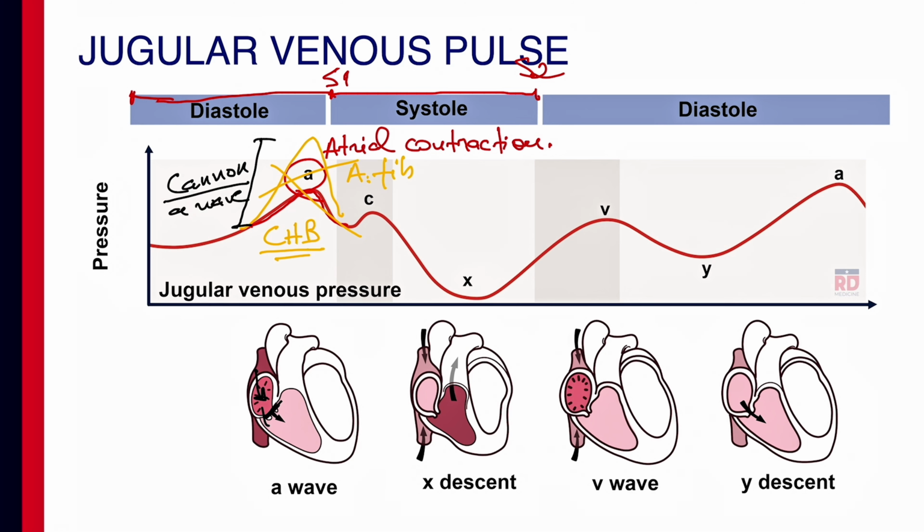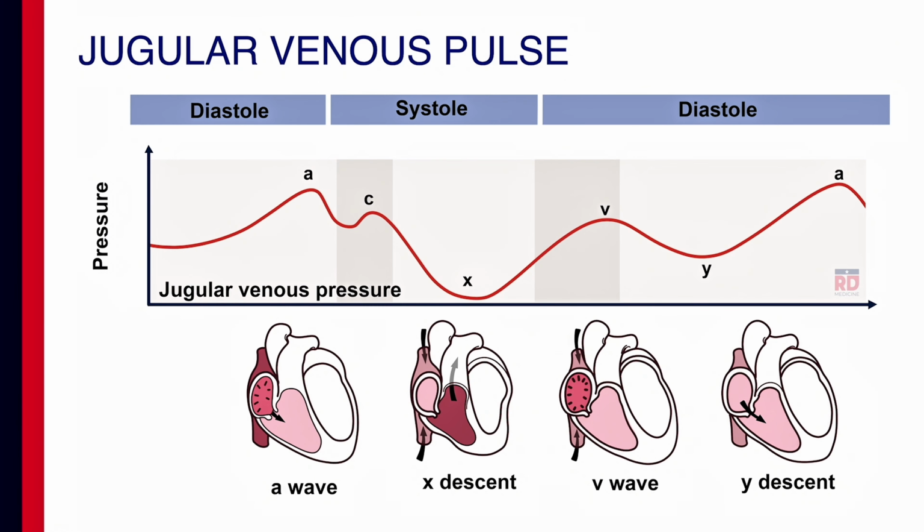Did you get that? C wave, this reflects right ventricular contraction. As the ventricle contracts, the closed tricuspid valve bulges back into the atrium, causing a brief bump in atrial pressure, and that's the C wave. X descent. This descent represents atrial relaxation and downward movement of the tricuspid valve during ventricular systole. It's usually a sharp drop.